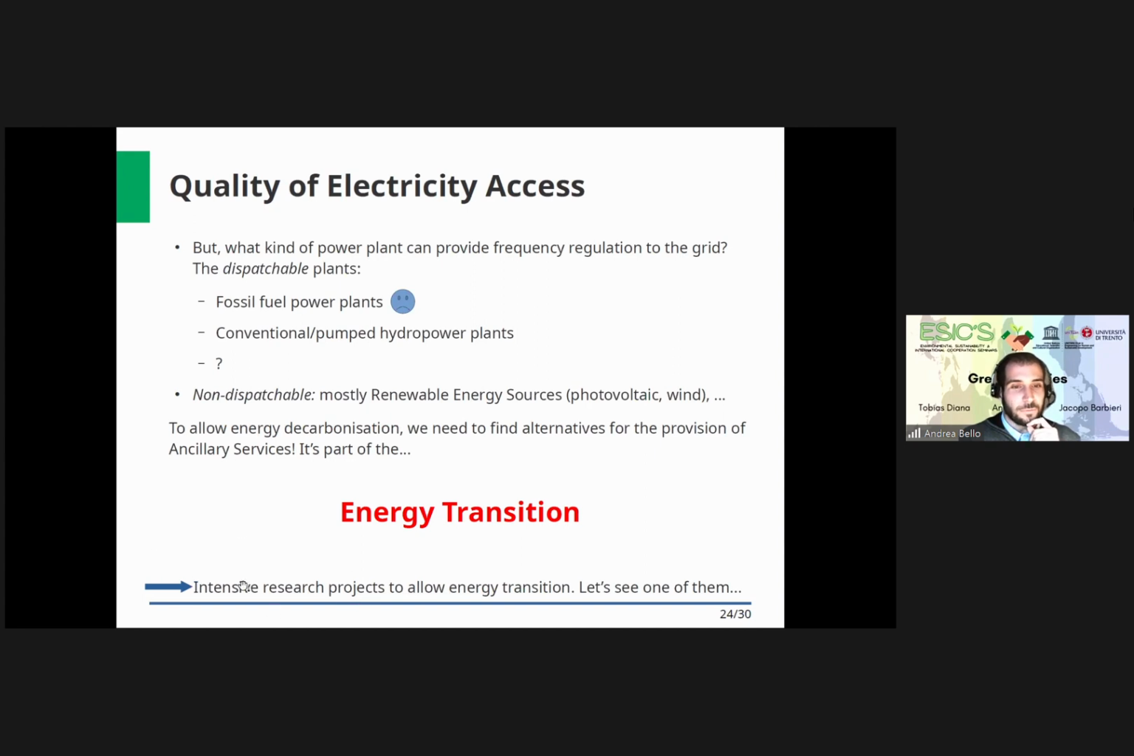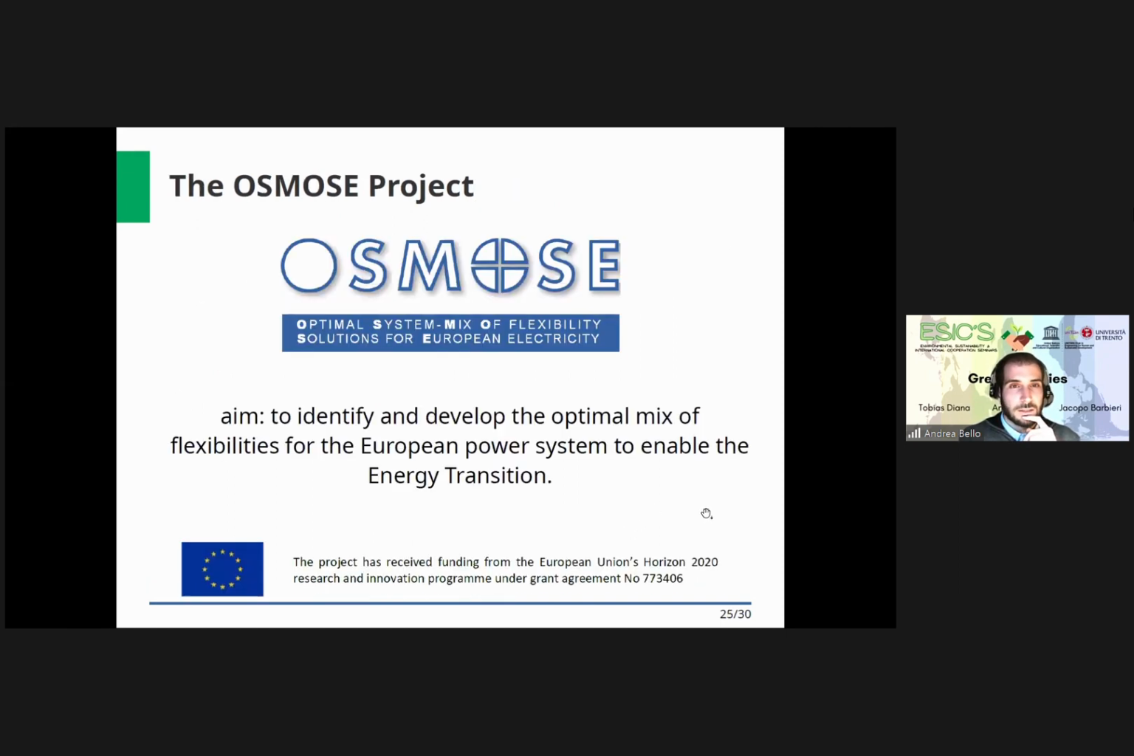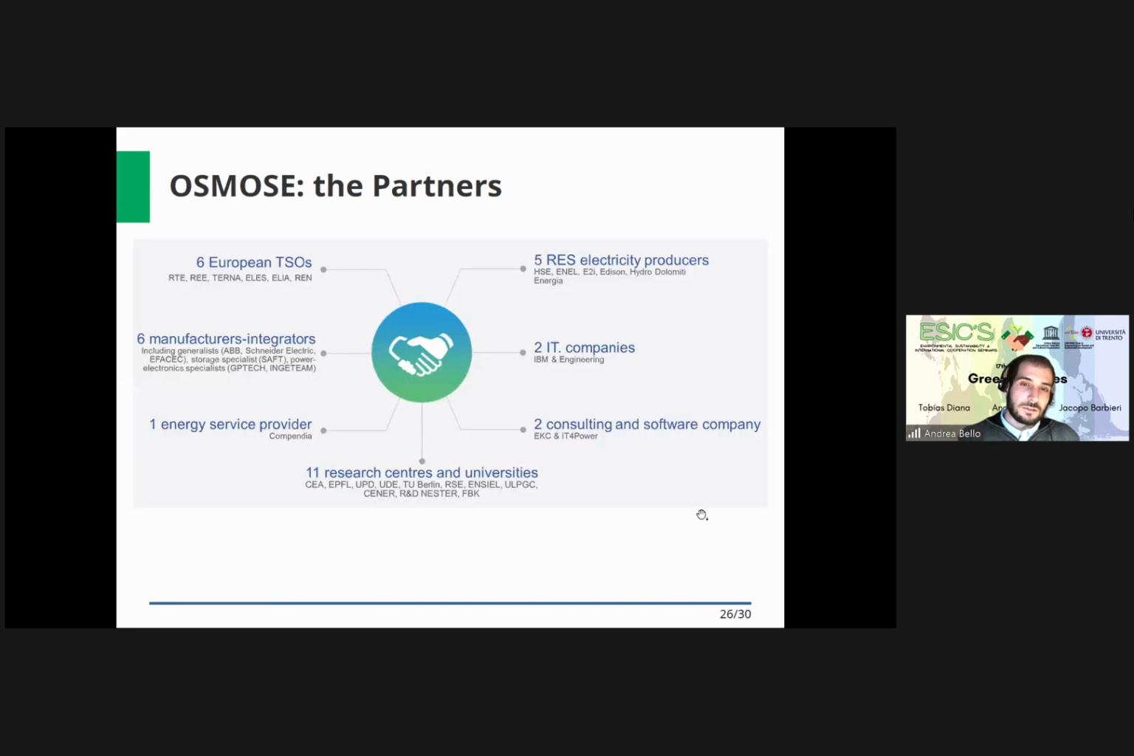So now I would like to present you this project on which I'm working, which is just one of the really many projects working on this topic. It is the OSMOSE project. It is a European Horizon 2020 project. It aims to identify and develop the optimal mix of flexibilities for the European power system to enable the energy transition. It is composed of really many partners. It is a big project.